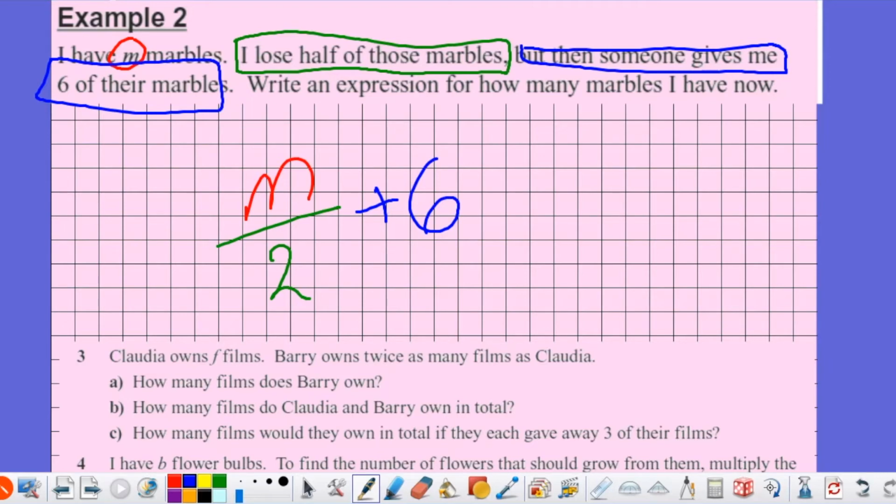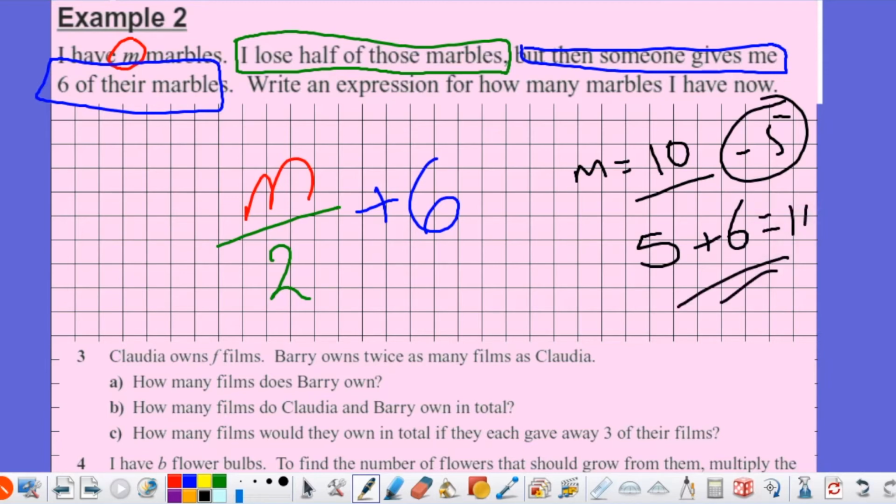Now let's try it. Let's say I had 10 marbles. Would that make sense? 10 marbles, if I lost half of them, I'm going to take 5 away. So I've now got 5 marbles. Then somebody gave me 6 more, which means I now have 11. So if I put 10 into this equation, does that make sense? 10 divided by 2 gives me 5, plus 6 gives me 11, and that would work.